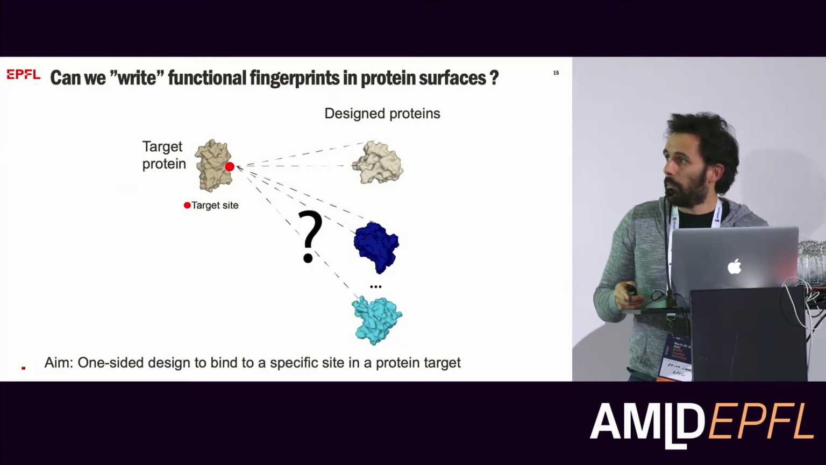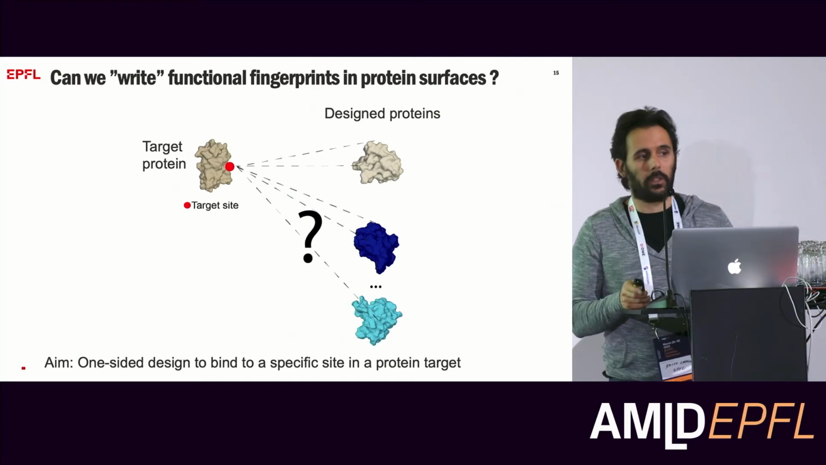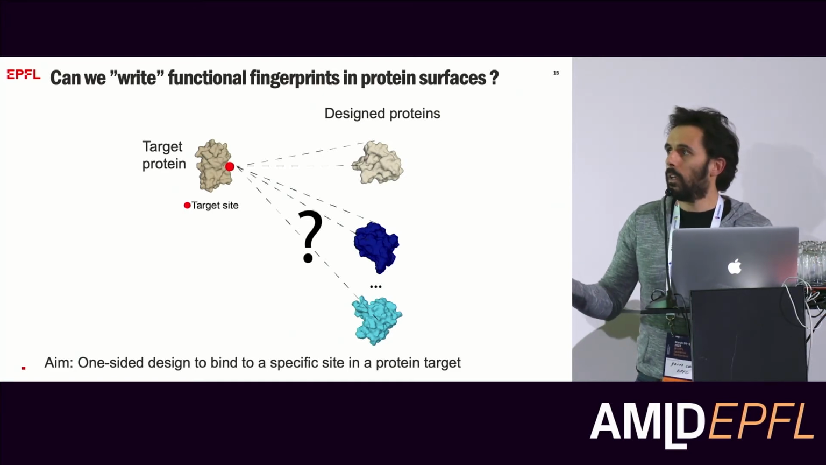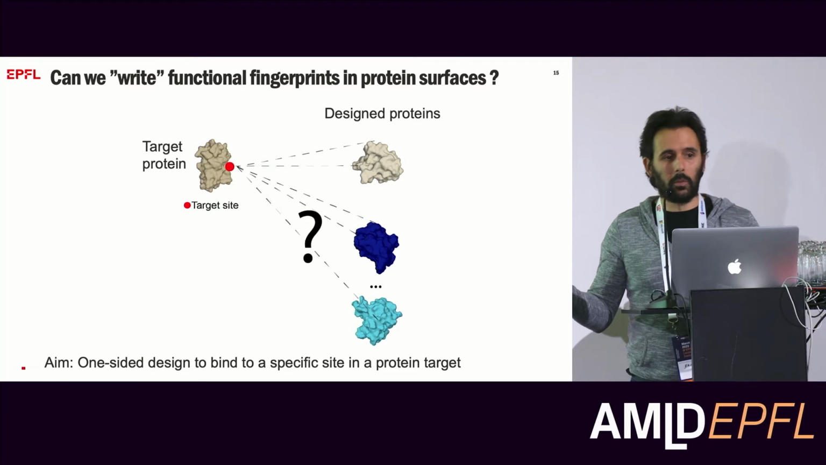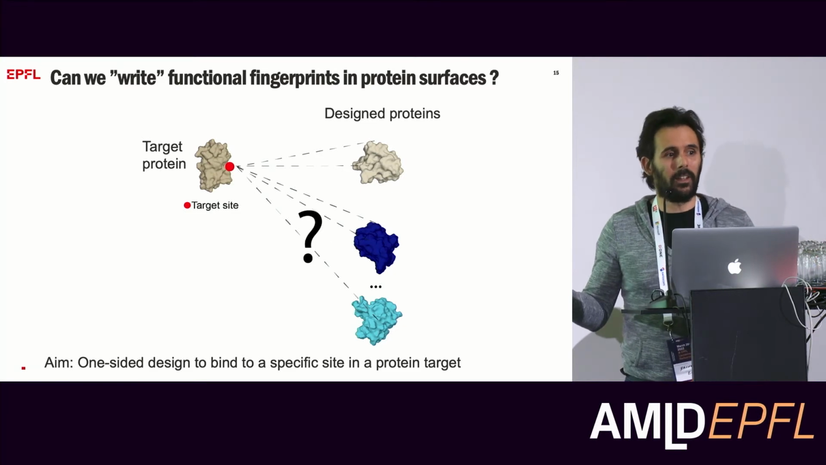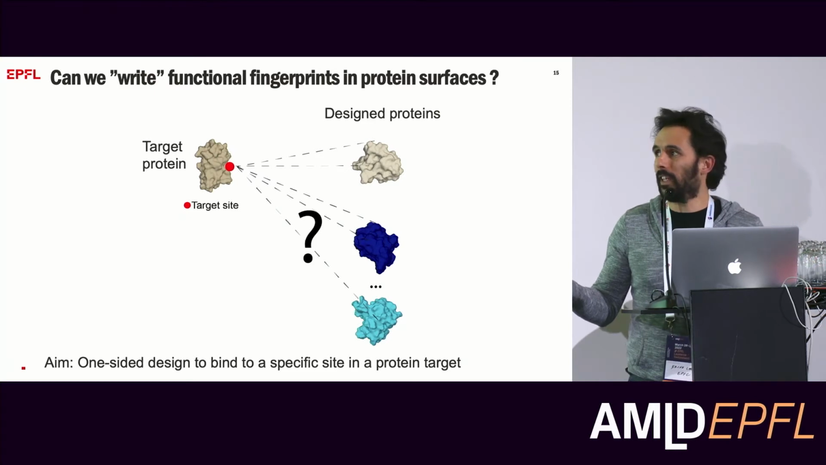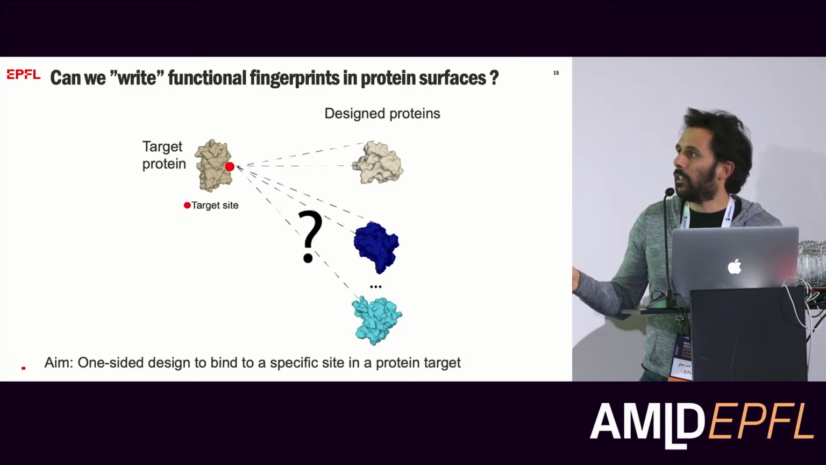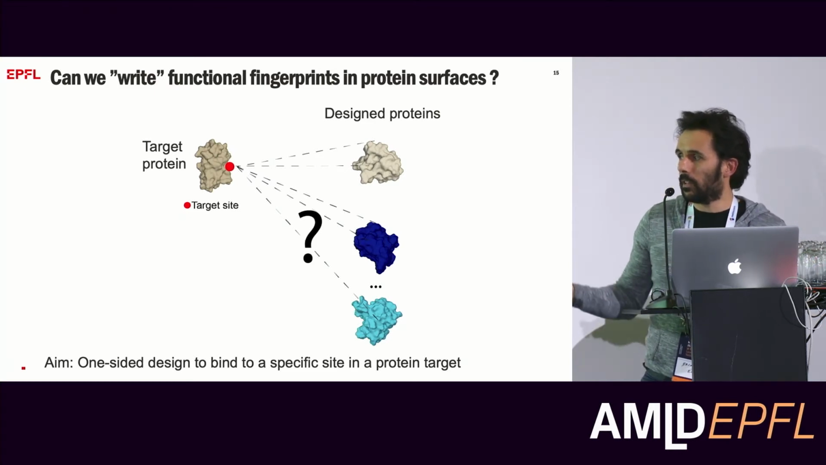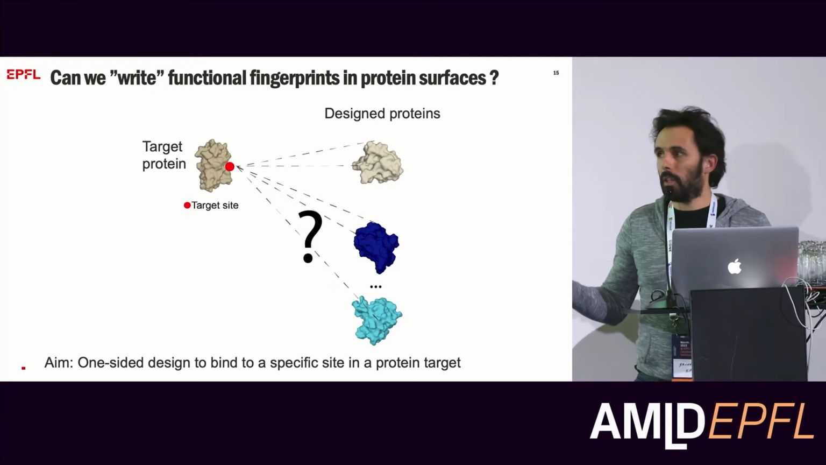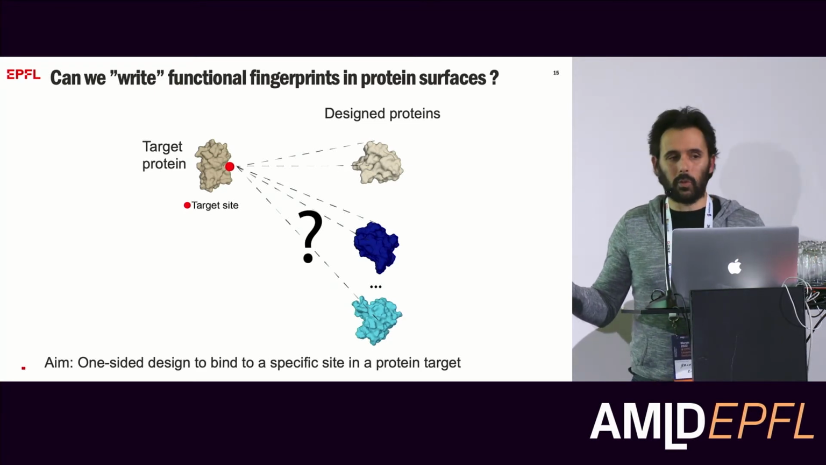So now, the challenge here is the following. Let's say that you have one target protein that you want to bind to. Let's say the spike protein from SARS-CoV-2, and you really don't want to have it around. The challenge here is that you want to design other proteins in the computer so that they actually bind and neutralize its activity.